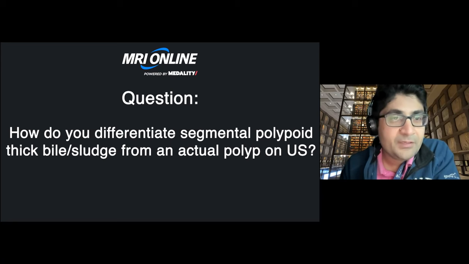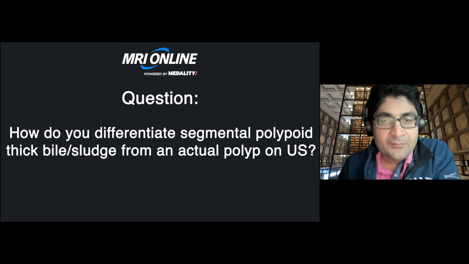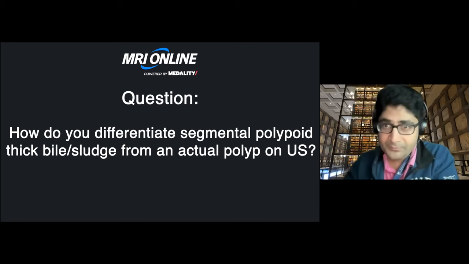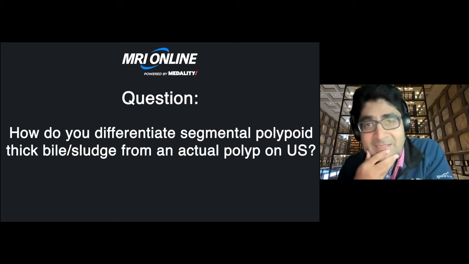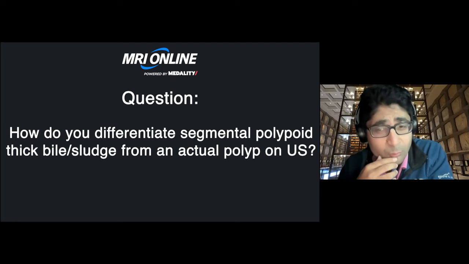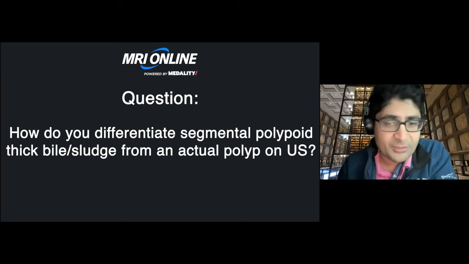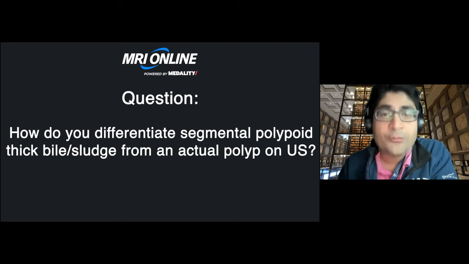How to differentiate segmental polypoid thick bile from polyp on ultrasound? So I don't know if I'm 100% clear on the question. Certainly you have gallbladder polyps, so that's one thing you're asking. And the other is just segmental thickening of the wall of the gallbladder, perhaps? Or am I missing a specific terminology here? Oh, thick sludge from polyp.